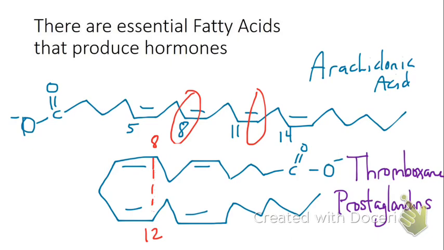And so one of the things that we're going to see is that thromboxanes and prostaglandins are very important things, especially for the mucus lining of your stomach. We'll talk about COX-2 and COX-1 inhibitors with aspirin. These things are very, very important, and we wouldn't have them if we didn't have essential fatty acids.